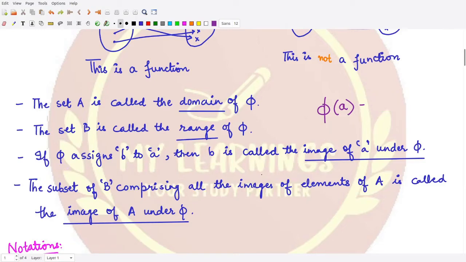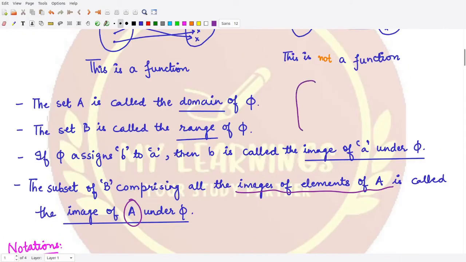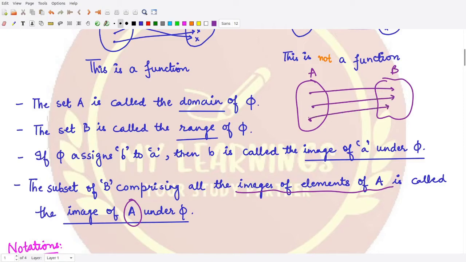And moreover, the subset of B which comprises all the images of the elements of A is known as the image of the set A under phi. Now what does this mean? It means that whenever we have the set A, all the elements of this set A are mapped to some unique element in B, right? So suppose we have three elements and all of them are mapped to elements in B.